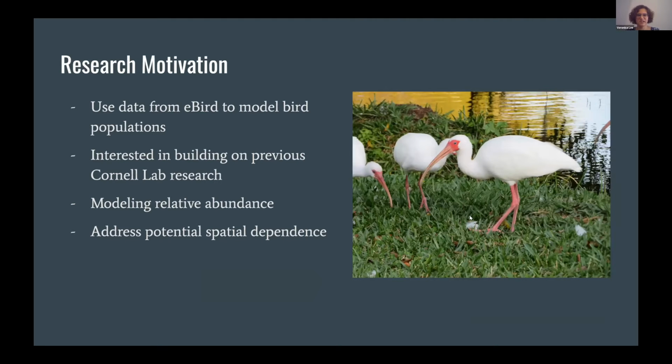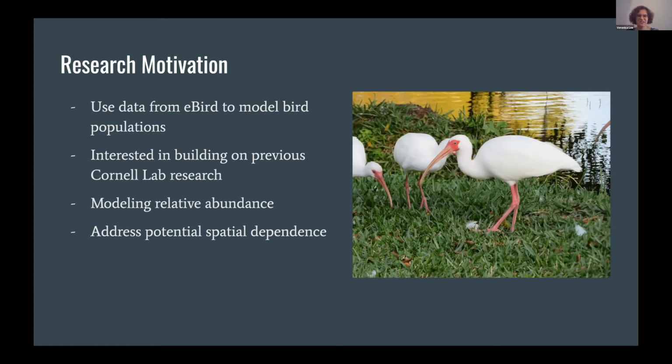So what was my research interest? I wanted to use this data from eBird to model bird populations. I decided to focus on the region of peninsular Florida, as it is the area that I have the most experience with. I wanted to see how I could build on previous research done by the Cornell Lab, and in particular, I was interested in modeling relative abundance. Relative abundance, in the context of eBird, is the count number of individuals of a species recorded during a specific checklist. This is our stand-in for true abundance, which would be the true number of individuals of a species in a certain area at a certain time.